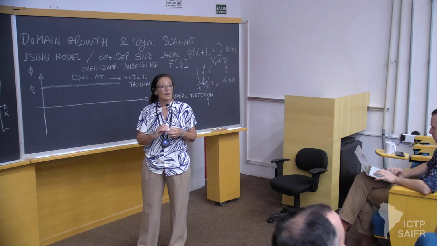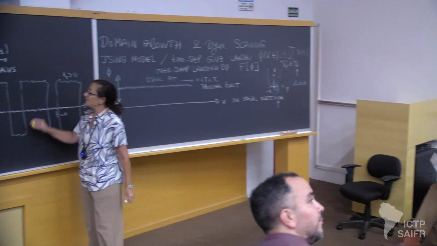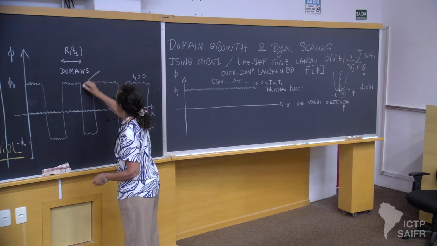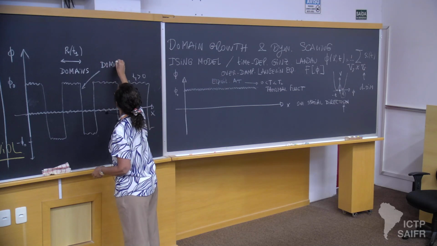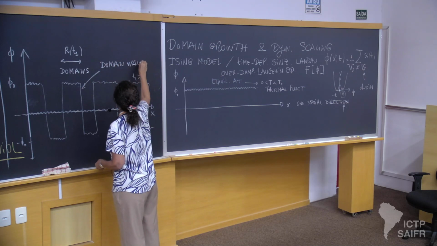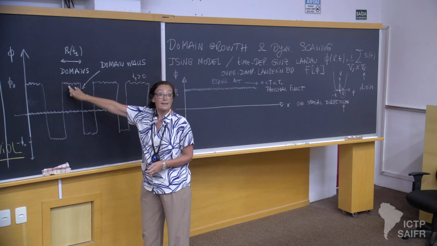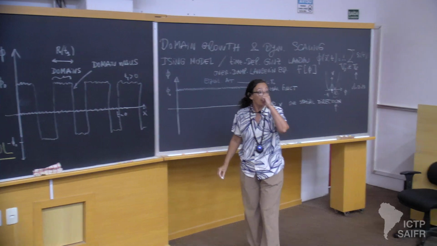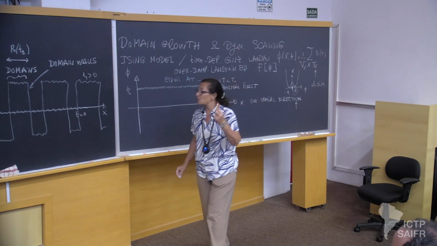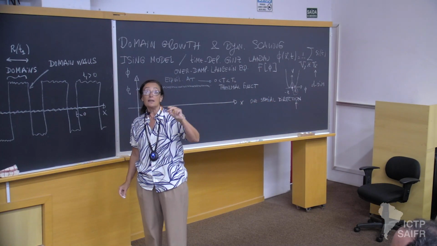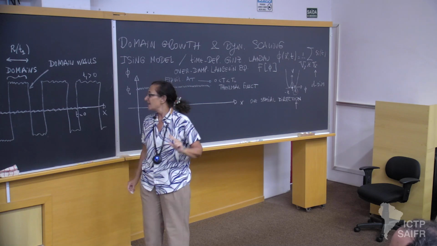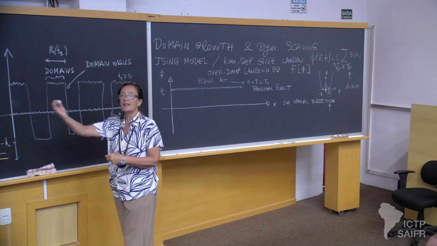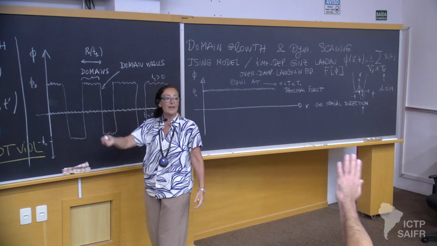Other questions? So let me give you a name. These things are called domain walls. And those are called domains. Okay? You see that the excess energy of the problem, with respect to the one that you would like to have in equilibrium, is localized close to these interfaces, because it's there that you have a big change in the field and you pay a lot of elastic energy.